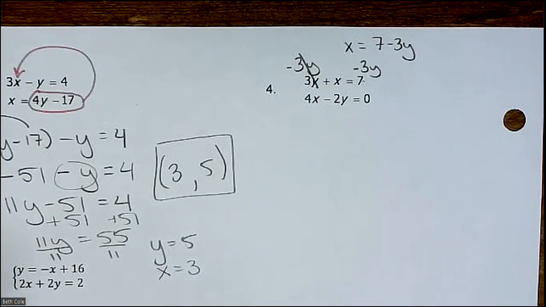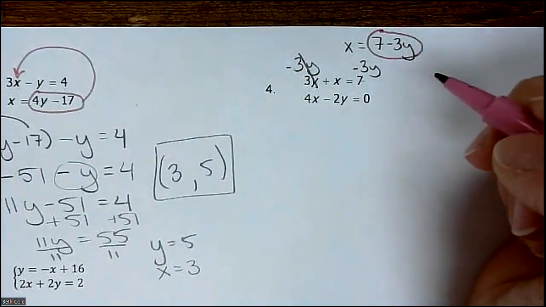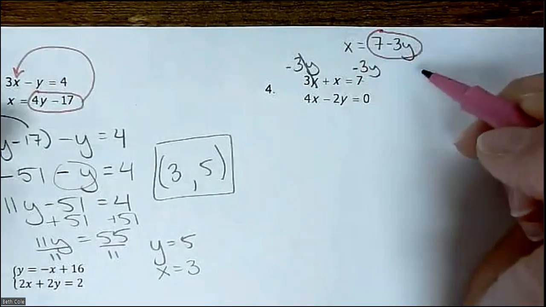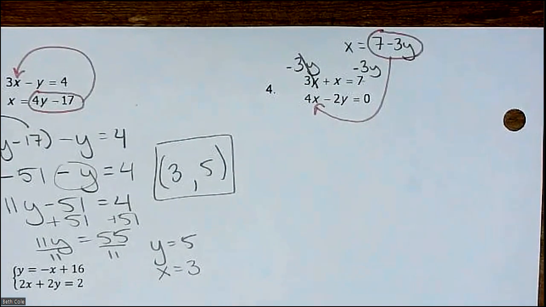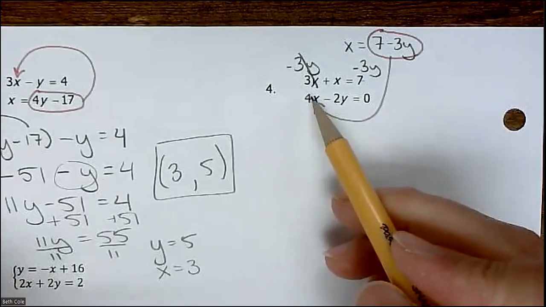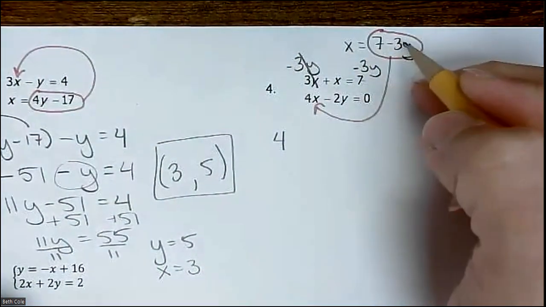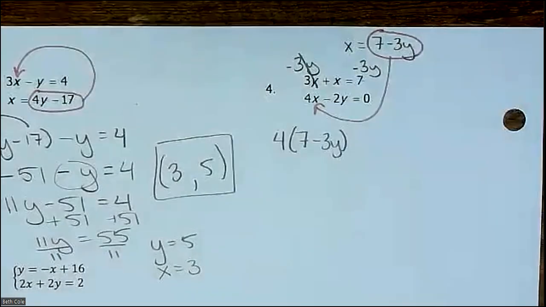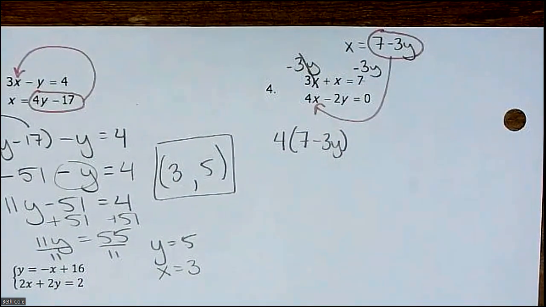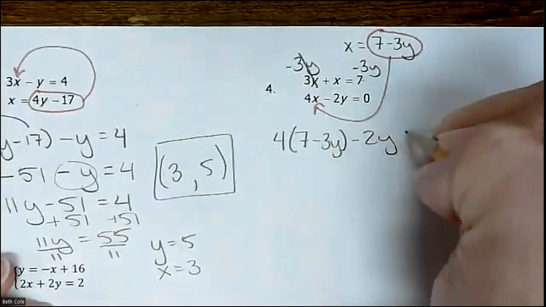Since x is alone now, you take all of this and do what with it? Put it in for x in your other equation. That's why it's called substitution. You are substituting. So that's going to give us 4 times what? 4 times 7 minus 3y. It's like all of that stuff. And then you kind of just have to finish writing the rest of the line. Perfect. Good. Oh my gosh, you guys got it.